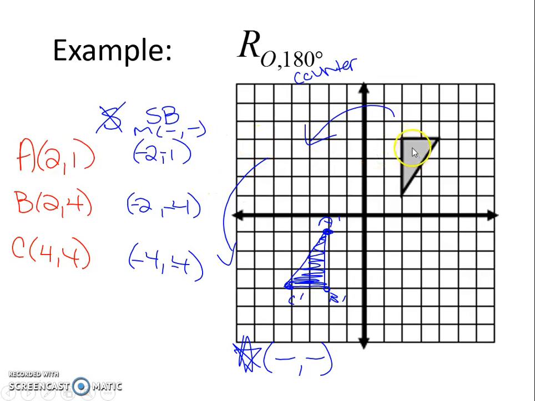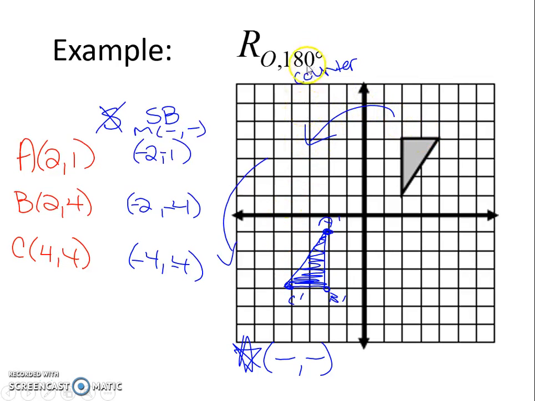So here I have this triangle. I wrote the points A, B, C: (2, 1), (2, 4), and (4, 4). I want 180. So for 180, you write the same points: (2, 1), (2, 4), (4, 4). But you just have to know where it's going. So this is positive, so it's counterclockwise. So you got to go here, here.